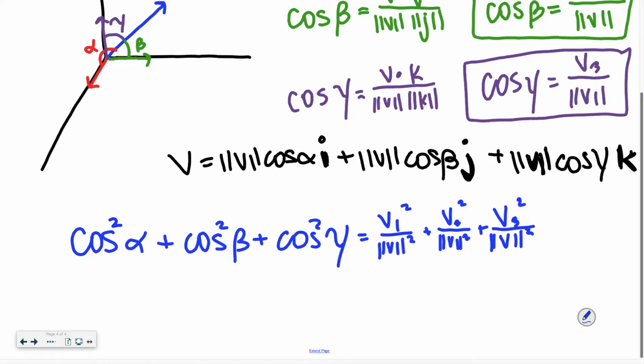Because the magnitude of V squared is V1 times V1 plus V2 times V2 plus V3 times V3. And that's what the top is. So then we add them all up. V1 squared plus V2 squared plus V3 squared is the magnitude squared, right? That's what's underneath the radical in our magnitude. So without the radical, it's the magnitude squared. So it's just one.